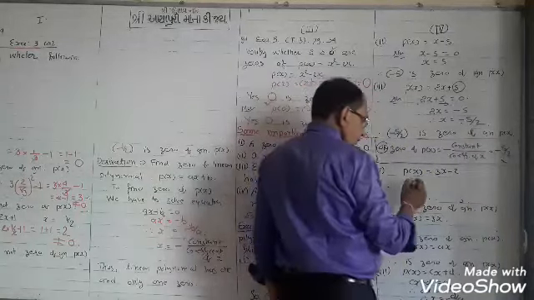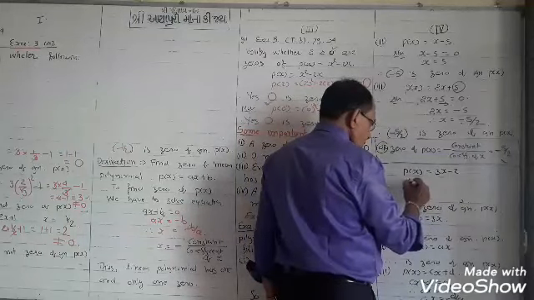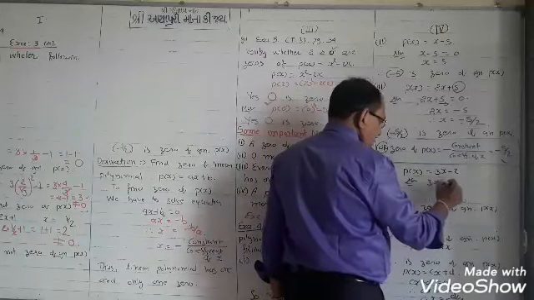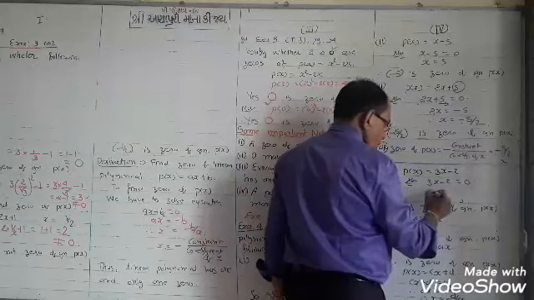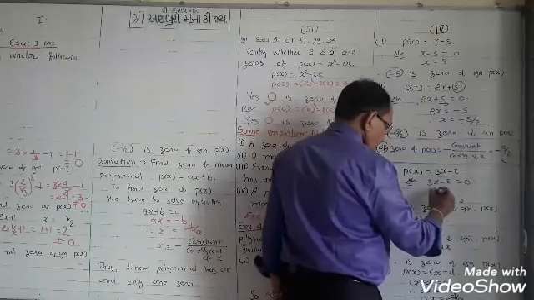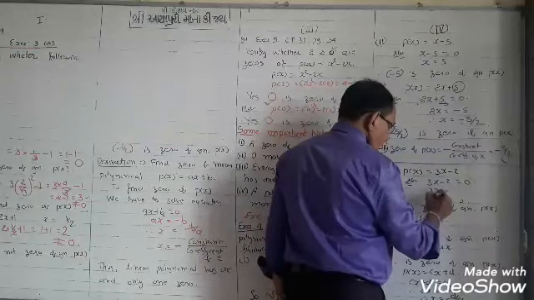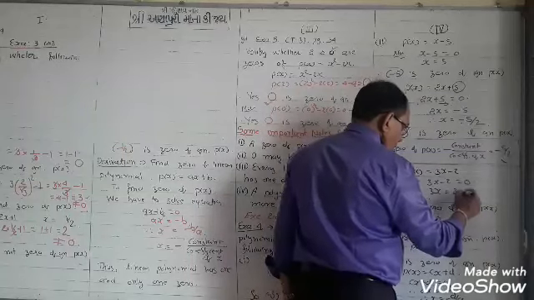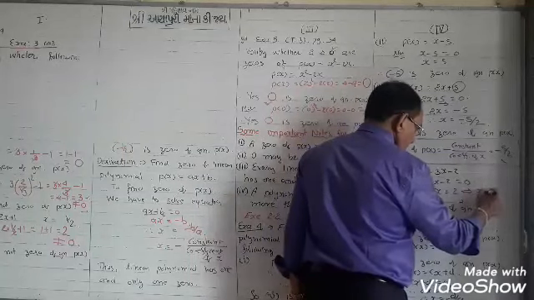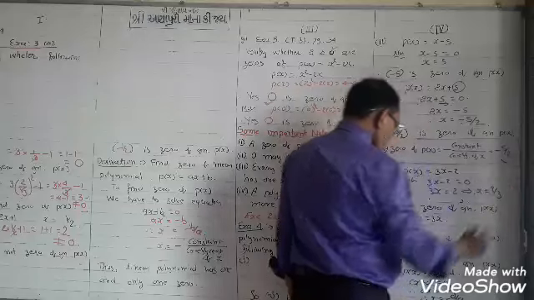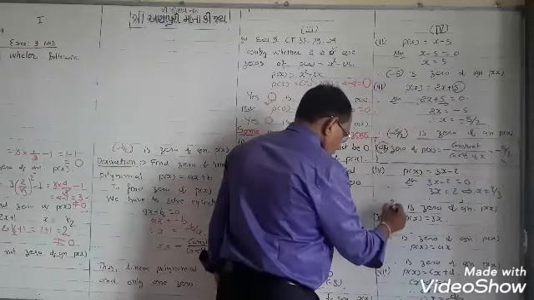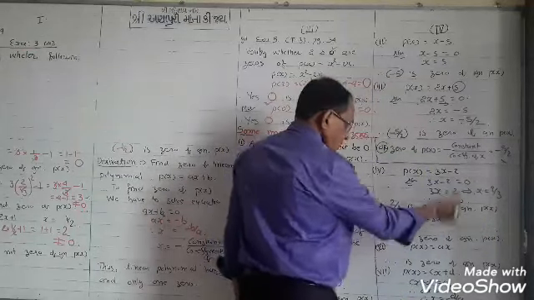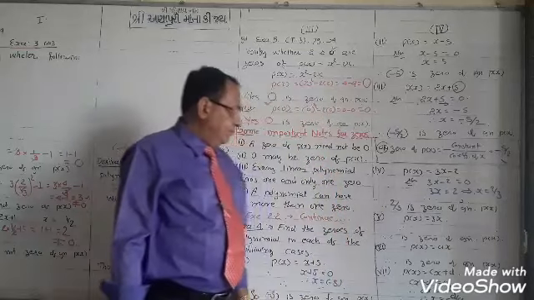Now take here p(x) as 3x minus 2 is equal to 0. Therefore 3x is equal to 2. That implies x is equal to 2 upon 3. 2 upon 3 is the zero of the given p(x).